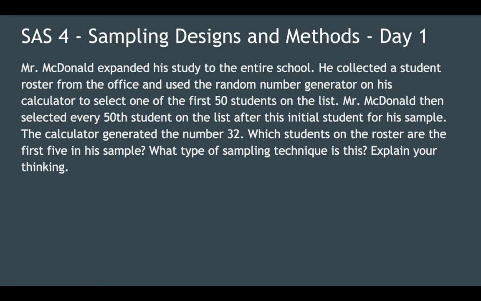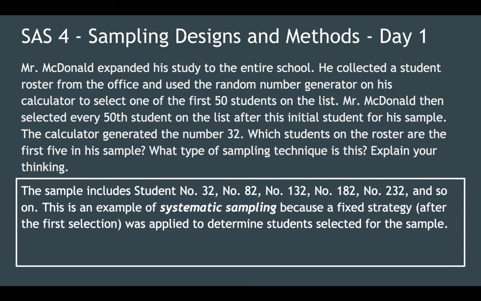Okay, so every 50th student after number 32. 32 is number 1. 82 would be number 2. 50 plus that is 132, then 182, and 232 would be the first 5, right? And what method is this? Of course, these are the numbers 32, 82, 132, 182, 232, and so on. This is an example of systematic sampling.